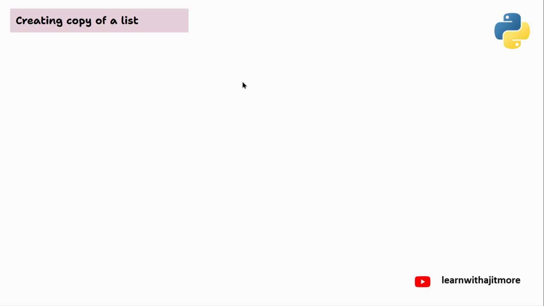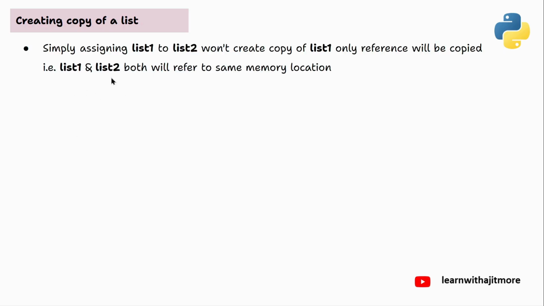So the basic idea, you got it. See, simply assigning list 1 to list 2, just one list to another list, does not create a copy. It is not creating a copy. Only the reference will be copied. Getting it? That is, both list 1 and list 2 will refer to the same memory. Okay? If you want, I will show the justification. If you make a change to list 1, the changes are seen in list 2 and vice versa. If you change list 2, it will also be visible in list 1.